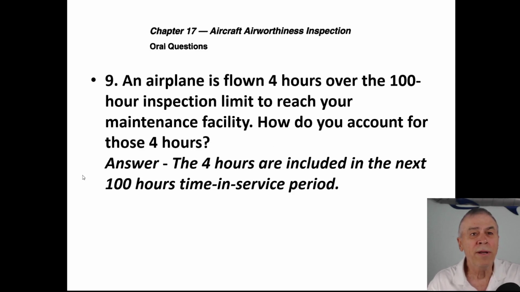So if you can avoid giving them a 96 answer, and say it a little longer, saying the 4 hours are included in the next 100 hours. So it basically means it's 96 hours after the inspection. You've flown to your inspection location, you got the inspection done, now your 100 hours started 4 hours ago. So you have 96 hours from that point.